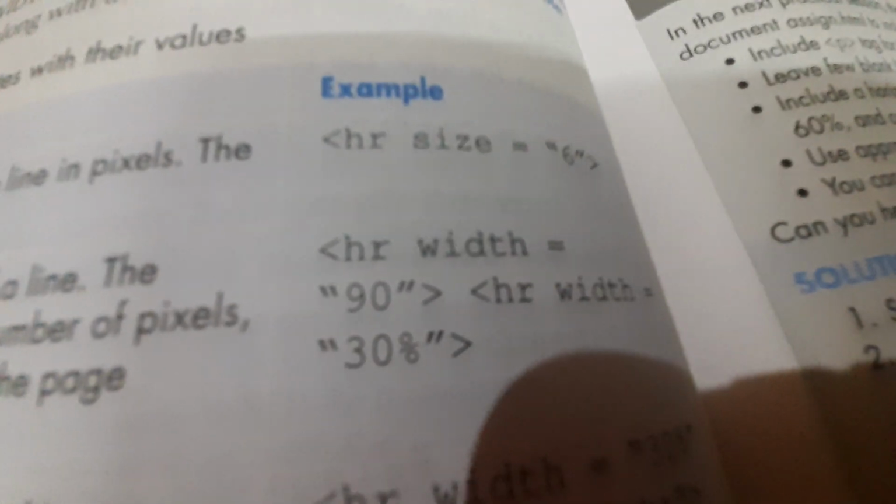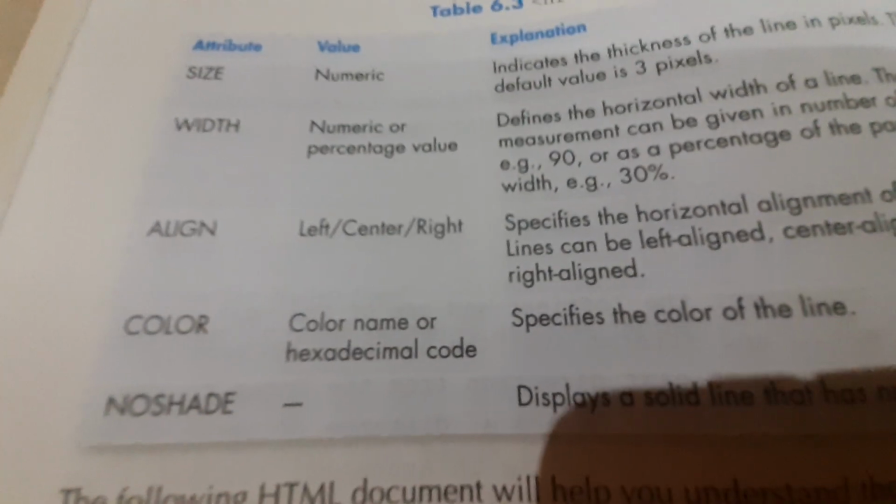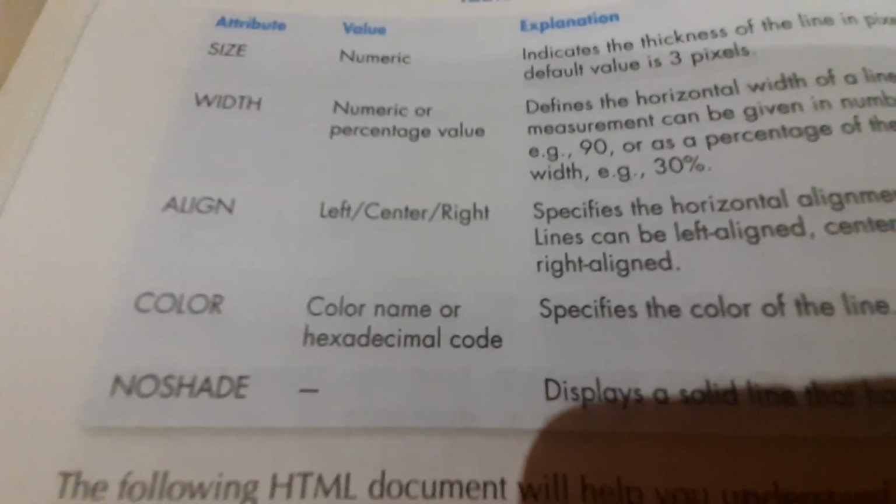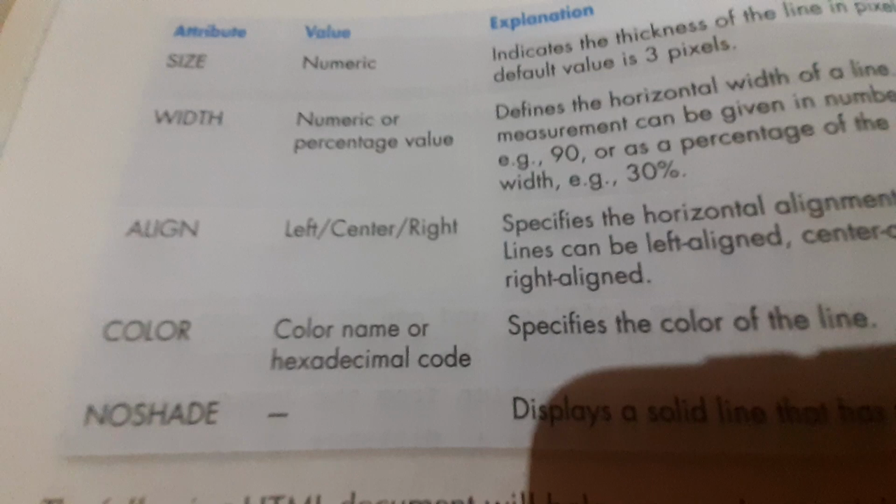Like you can see in the example, HR width is equal to 90. It means it is in pixels. Another example is HR width is equal to 30%. It means this is in percentage. The next attribute is the align attribute. Align contains 3 values: left, center, and right.